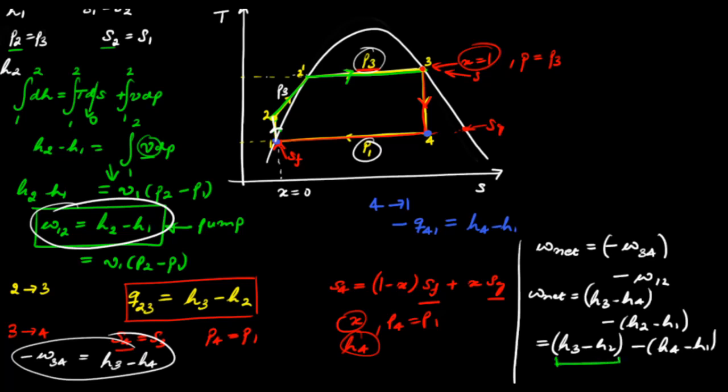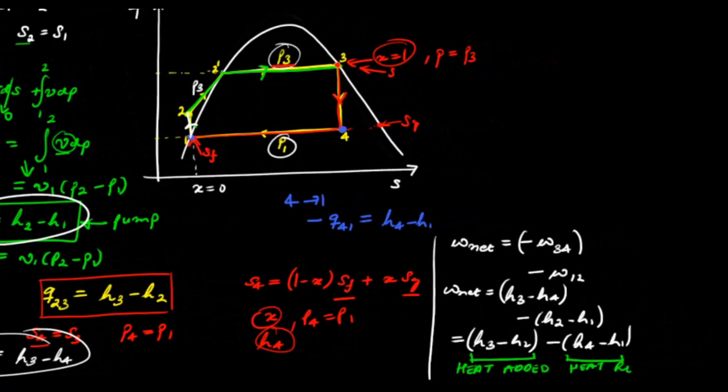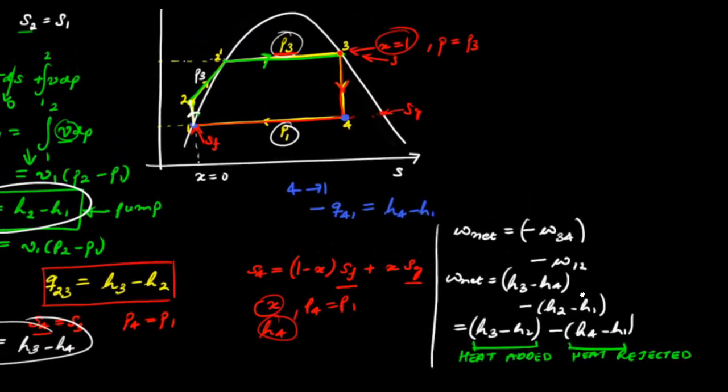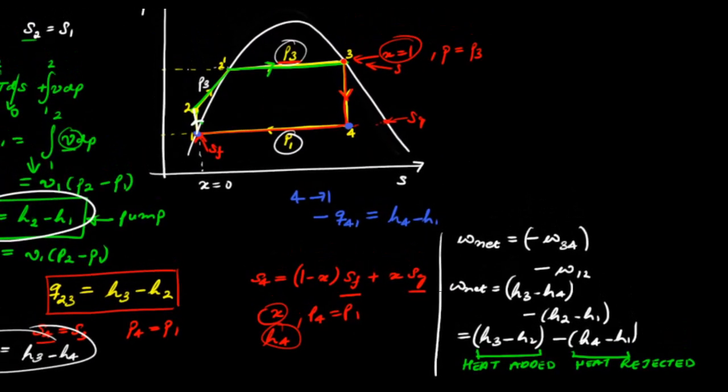So note that this is the heat that is added, and this is heat that is rejected. So as expected, the work done is equal to the net heat that is added to this cycle. So now we can calculate the efficiency.